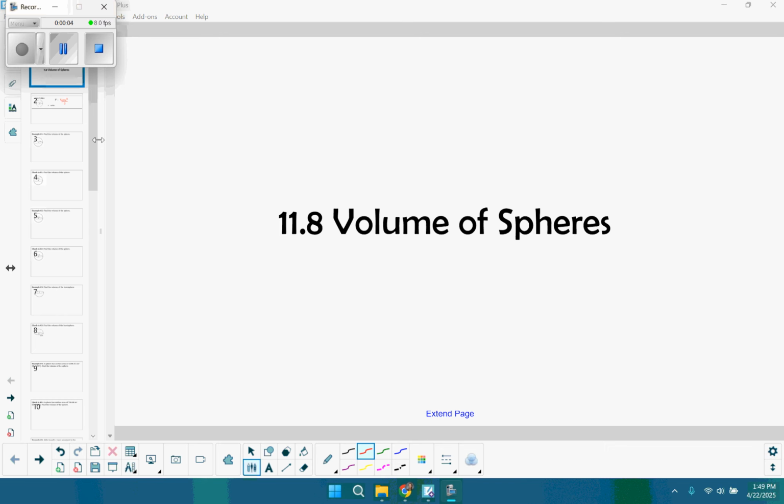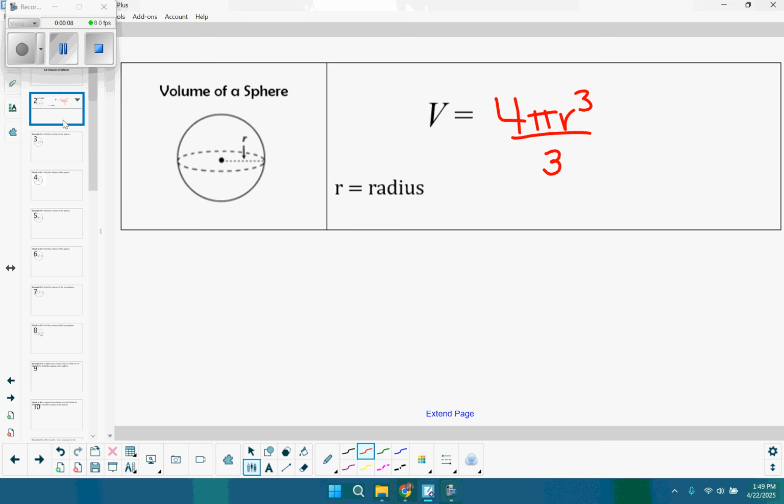This is section 11.8, volume of spheres. So the volume of a sphere is 4 pi r cubed over 3. We're going to have to be using buttons on our calculator that either look like this, or maybe this, or like a caret symbol, like you're inserting something. Most calculators look like one of these three. It's possible you have one that looks different. That's okay, but these are the three main ways.